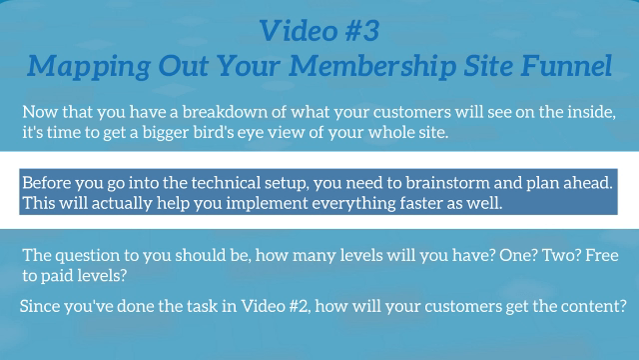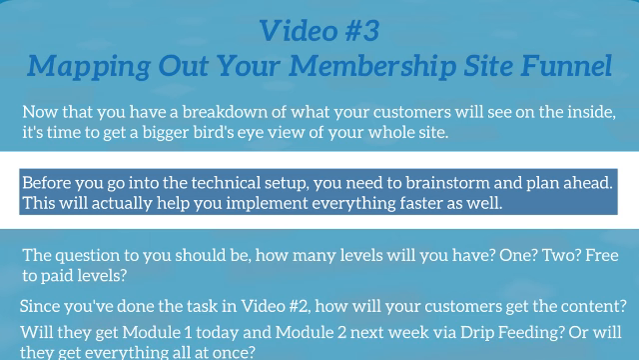Now, since you've done the task in video number 2, or at least now you have an idea about breaking things up and how your customers will see the content, the question now is, how are you going to deliver the content? And this is what we call drip feeding. So the way you can set it up is you can set up a membership site. Let's say you have a monthly membership site. You can set it up so they get module 1 for the first month, module 2 the second month, via what we call drip feeding.